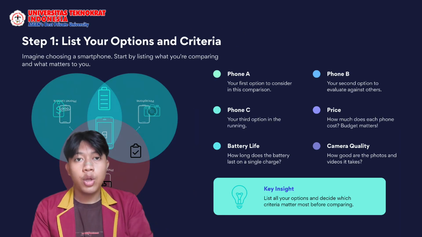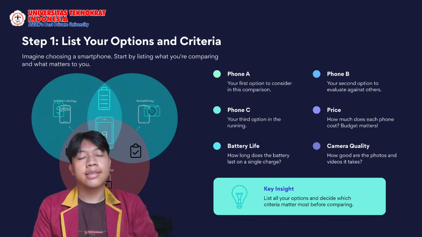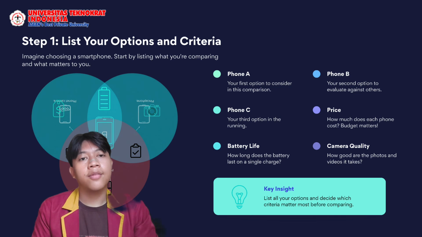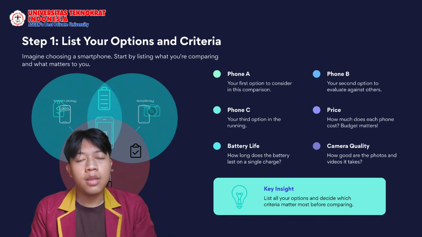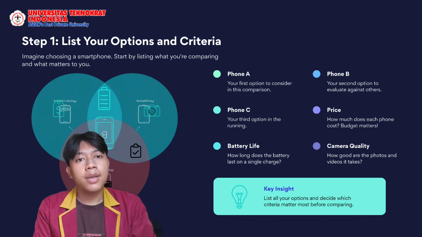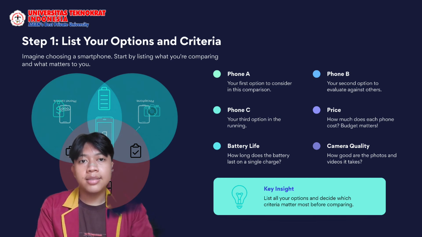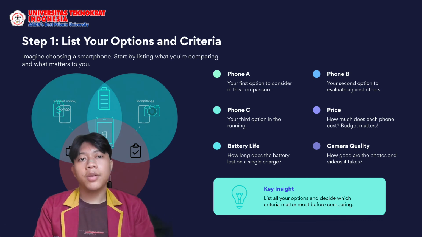In step 1, we determine the alternatives and criteria. In this example, we want to choose the best smartphone. Our alternatives are phone A, phone B, and phone C. Next, we determine the criteria that are important for us, such as price, battery life, and camera quality. This step is very important because TOPSIS needs clear options and clear criteria before making comparisons.